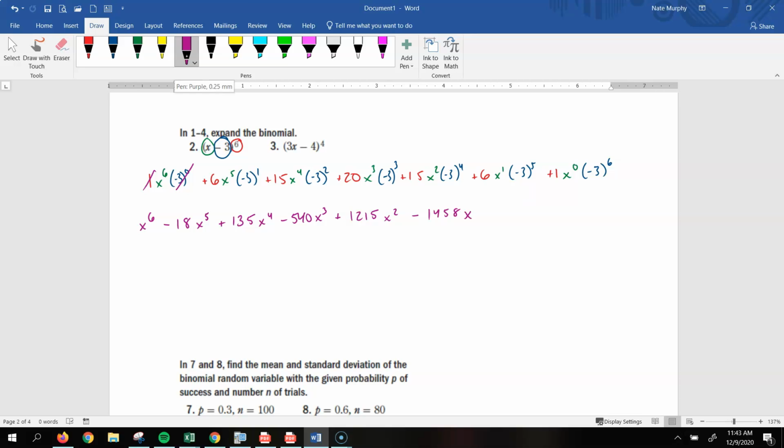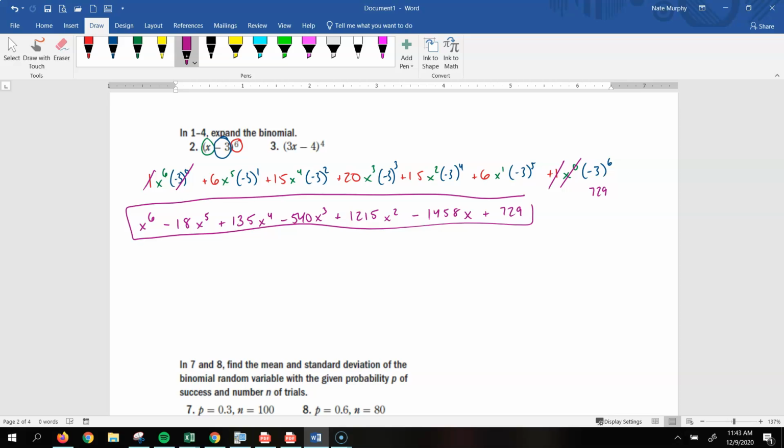And lastly, negative 3 to the 6th power is 729. That'd be a positive 729. x to the 0 power is 1. Those don't impact that at all. So this would be plus 729. So there wouldn't be any variables there. So that would be your answer for number 2.